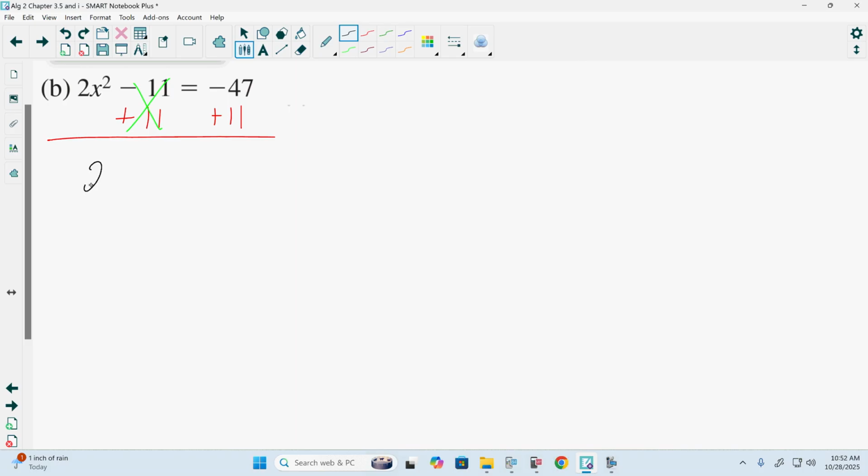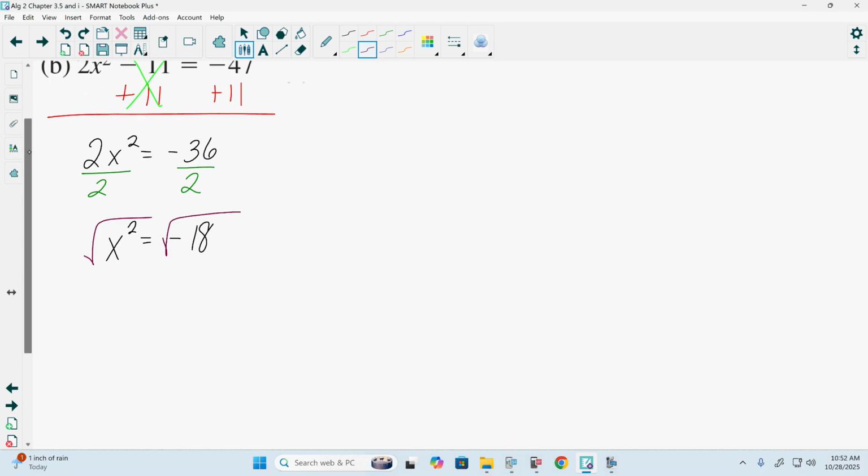So we can add 11 to both sides, telling us x squared is equal to negative 36. Then we would divide both sides by 2, telling us x squared is equal to negative 18. And once we get the squared term by itself, we take the square root of both sides. Square root of x squared is going to be x is equal to plus or minus. Now we need to look at the square root of negative 18.